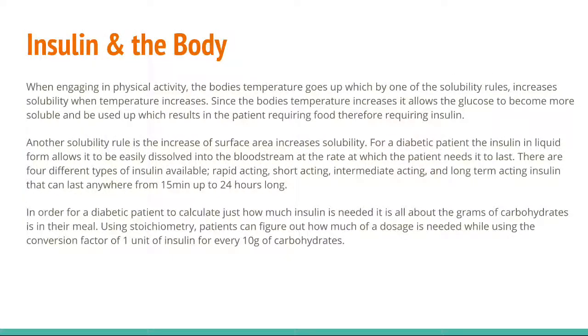Insulin and the body. When engaging in physical activity, the body's temperature goes up, which, by one of the solubility rules, increases solubility when temperature increases. Since the body's temperature increases, it allows the glucose to become more soluble and be used up, which results in the patient requiring food, therefore requiring insulin.